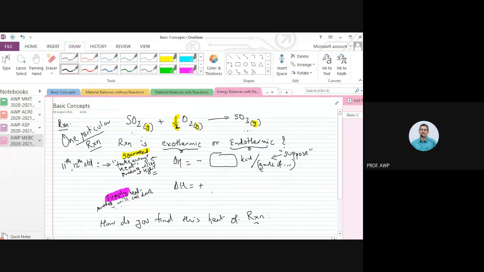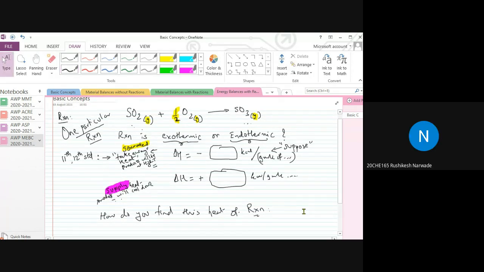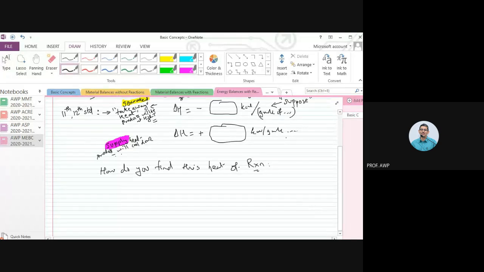Can we go forward? Yes, sir. Okay. So the next question is, how do you find this heat of reaction? There is something called standard heats of formation.